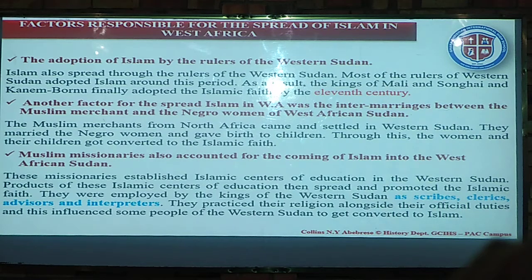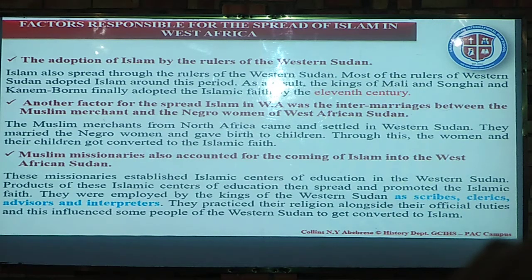Another reason that led to the spread of Islam, as we have said, was that the Muslim merchants who came from North Africa came to settle and intermarried with the black women, or the Negro women, who were in Western Sudan, and they gave birth to children, and as a result, it further led to the spread of the Islamic faith.